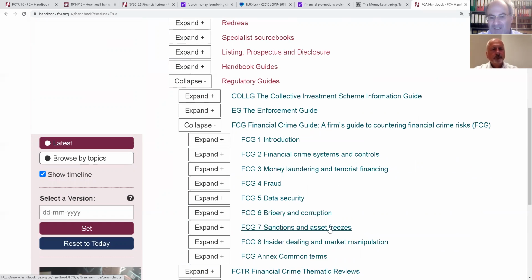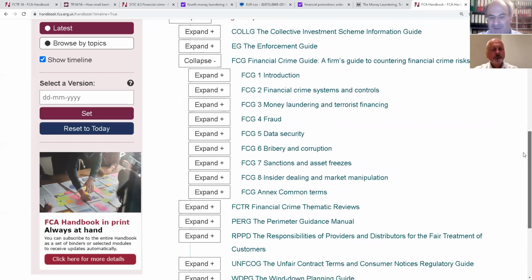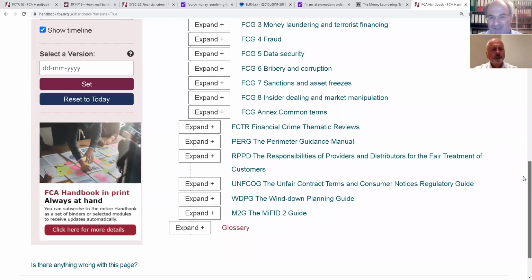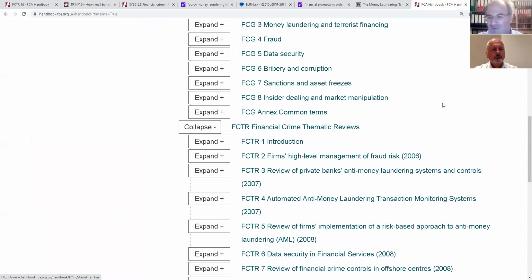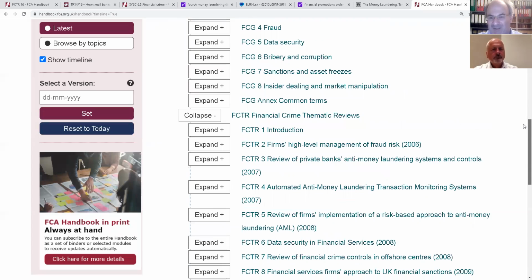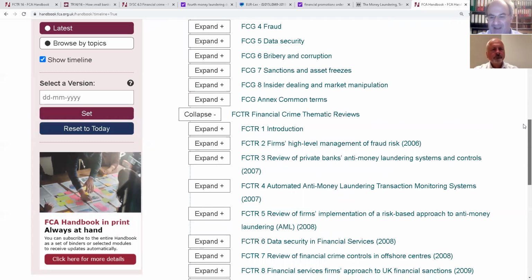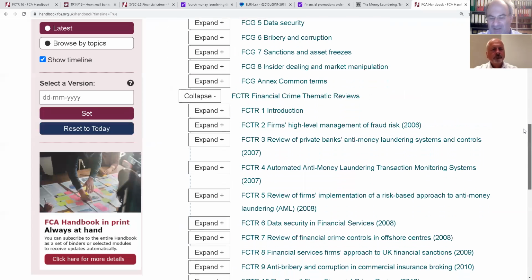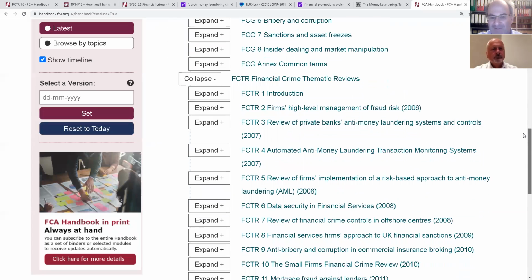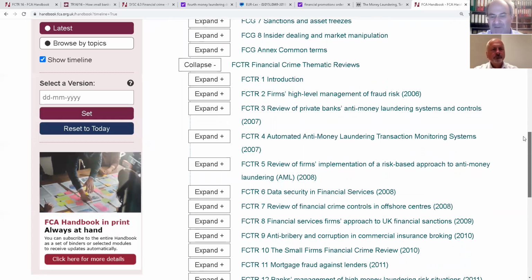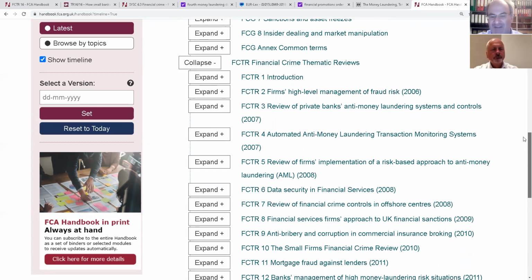Apart from that, we need to be aware of sanctions and asset freezes. Beyond that, the thematic review is a slightly disappointing guidance provision. You'll see what it is. It's a collection of thematic reviews that the FSA carried out. Only the last few were actually done by the FCA. The smart thing to do is to check in on the ones that relate to your firm. So if you're a private bank, it's a good idea to have a look at 2007.